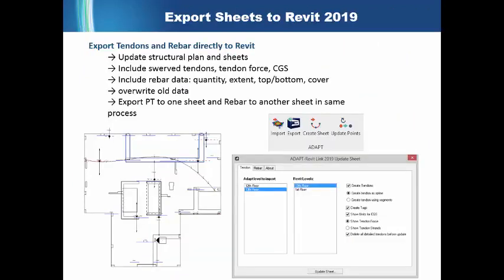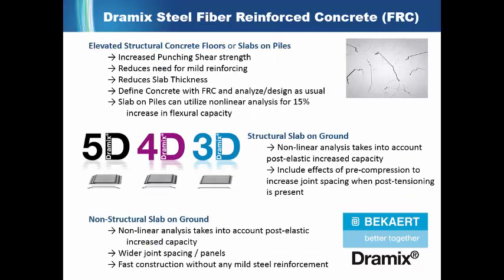Once you get a design from your ADAPT Floor Pro solution, you can automatically export the 2D line work directly into Revit 2019. This includes smart line work for both rebar and tendons, including the number of bars and size, as well as the total number of tendons, the total force, and the important CG points. Finally, you could improve your overall design by including steel fibers. These Dramix fibers can be used to reduce the thickness of your structural sections and improve structural performance.